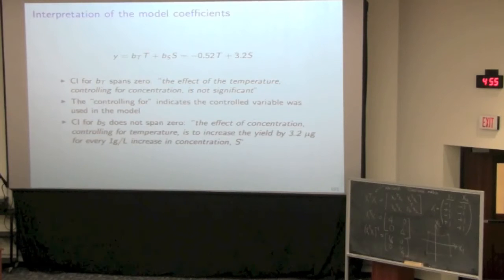Okay, explain the controlling for part again. Okay, so in this expression, when I say the effect of temperature is not significant, controlling for concentration S means that I'm telling you that temperature does not affect the yield Y. So if that confidence interval spans zero, I'm saying that temperature does not affect Y. But I've controlled for S.